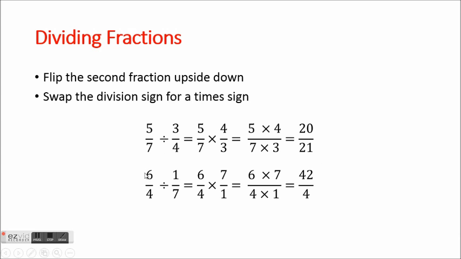Now for a second example, we have 6 over 4 divided by 1 over 7. So we leave the first one the same and flip the second fraction, and then we multiply. So we end up with 6 times 7, which is 42, over 4 times 1, which is 4. So 42 over 4 is our answer.